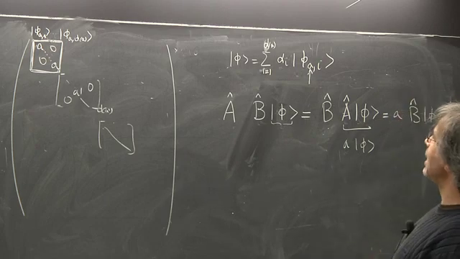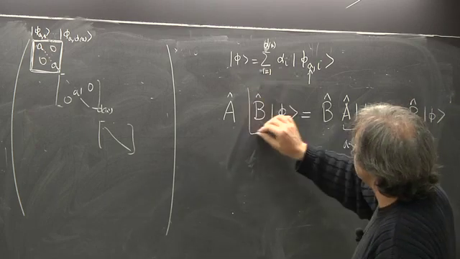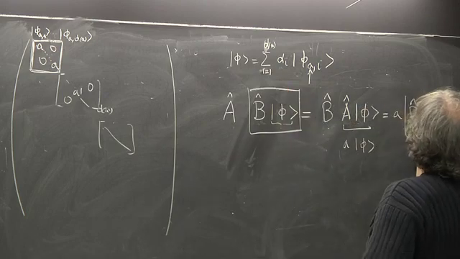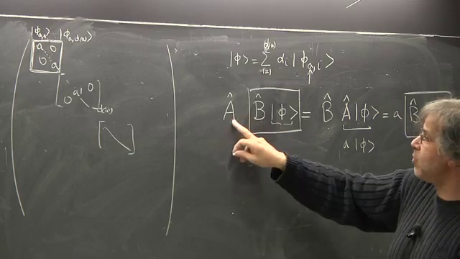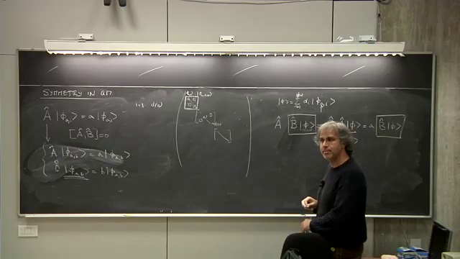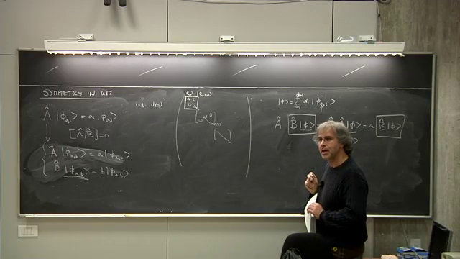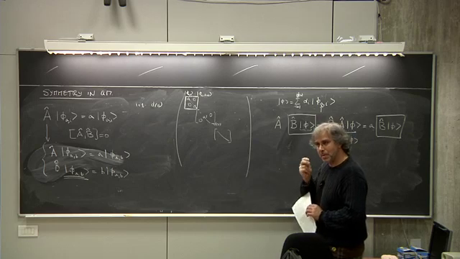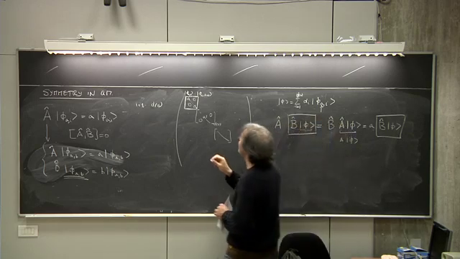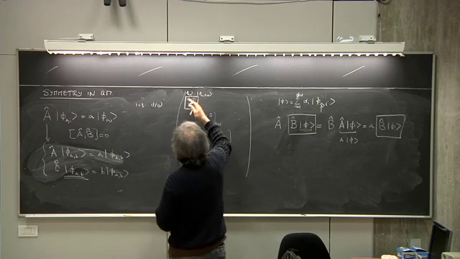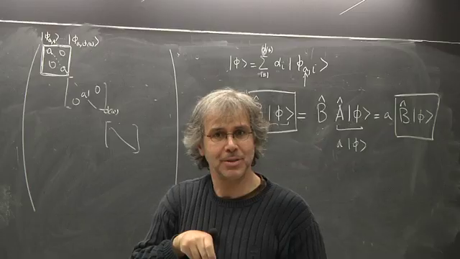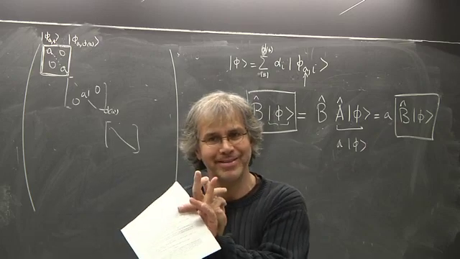Okay? So you realize what this is telling me. This is telling me that this vector is still an eigenvector of A with the same eigenvalue a, because they commute. And this is important because it's telling you that if I take any vector in here and I operate with B, I don't leave the subspace. I'm still there, okay?